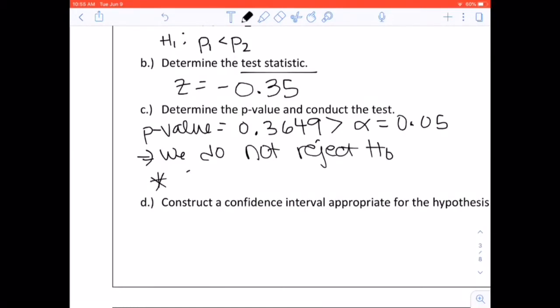I'm going to go ahead and write a star here and have you guys write your own conclusion, and then we'll talk about it in class.